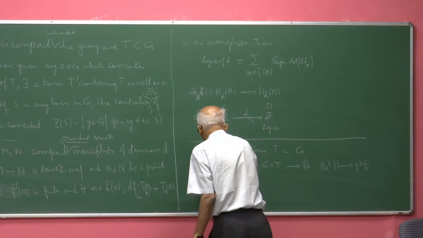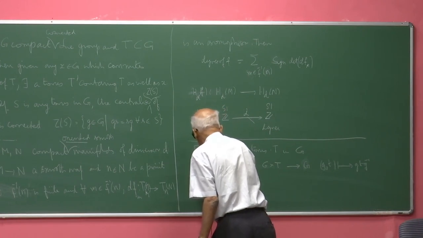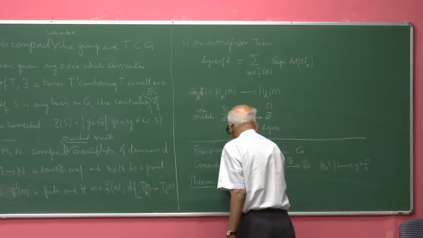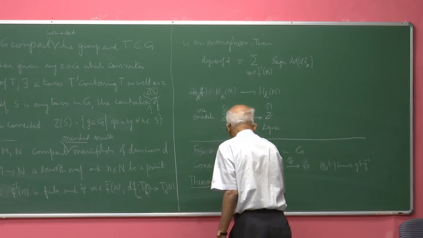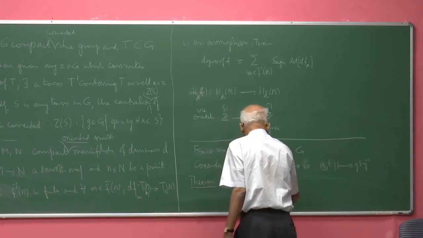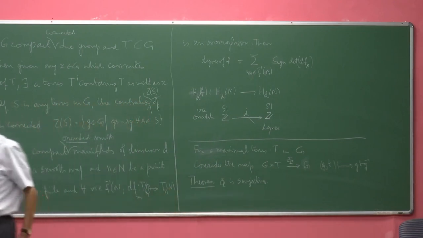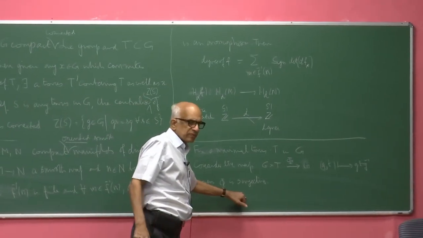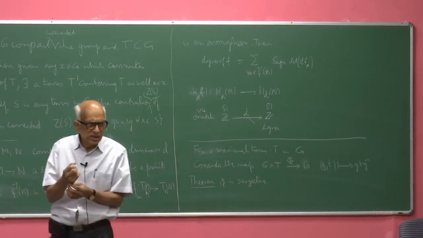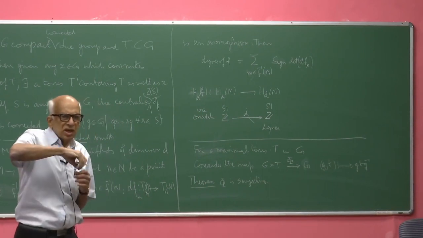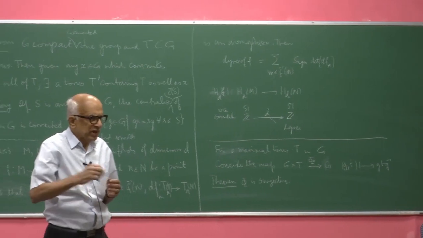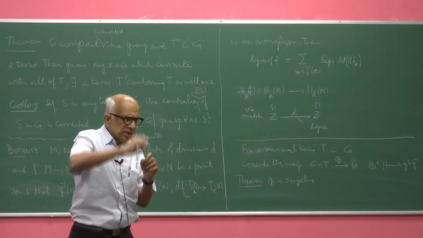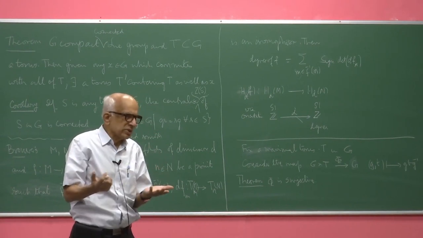And this factors through, the claim is, theorem, let us call this map phi, phi is surjective. Suppose I am able to prove this, then that will mean given any element of G, it can be conjugated into the maximal torus. Every element can be conjugated into a maximal torus. If you add this theorem, of course, the earlier theorem that the mapping x to x power is surjective is immediate.